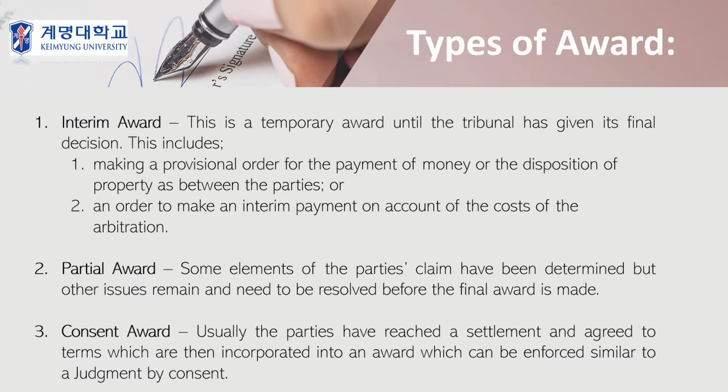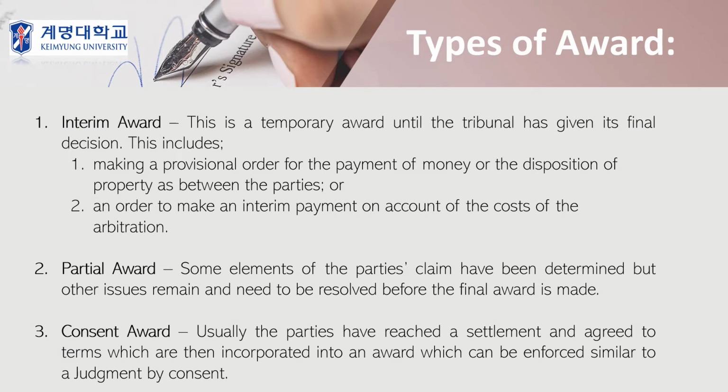There are seven types of award. Number one is the interim award. When we say interim award, this is a temporary award while both parties are waiting for the final decision of the arbitrator. It may include a provisional order for the payment of money or the disposition of property as between the parties, or an order to make an interim payment on account of the cost of the arbitration.